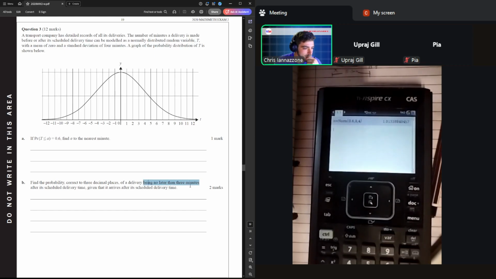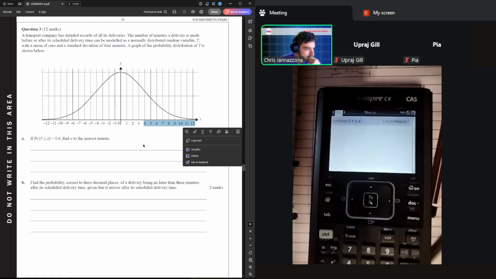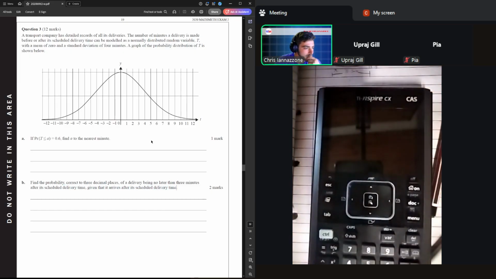So being no later than 3 minutes after scheduled delivery time means you don't want to be above, like from here. We're saying no later than this, so we're not ever reaching this part of the graph. Technically, it starts earlier at 3, but 3 onwards, given that it arrives after. So the conditional is all of this. It does arrive after, and then no later than 3 minutes means it's in this range in here. That's what's being talked about there.